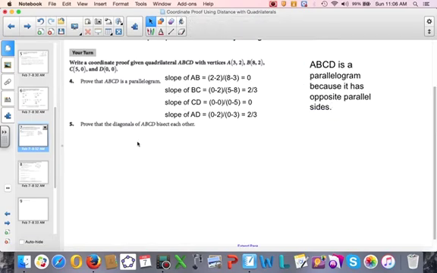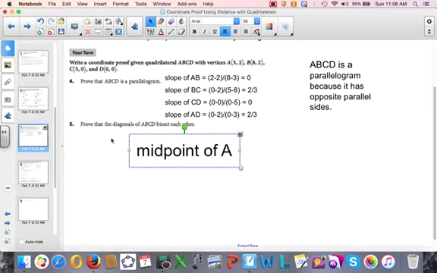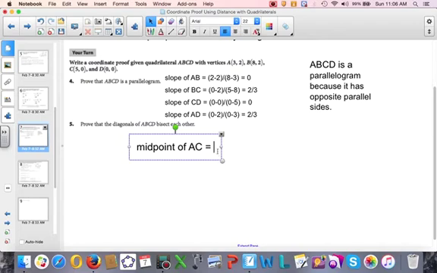In your turn 5, it's asking us to prove that the diagonals bisect each other. So probably the easiest way to do this is to find the midpoints of the two diagonals and show that they are the same point. So midpoint of AC, remember that's going to be average of x's, comma, average of y's.